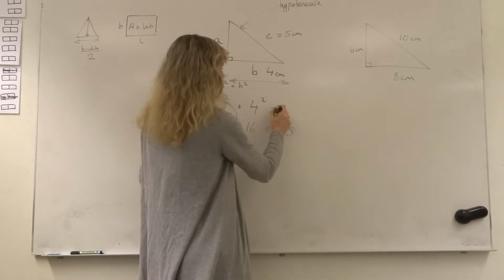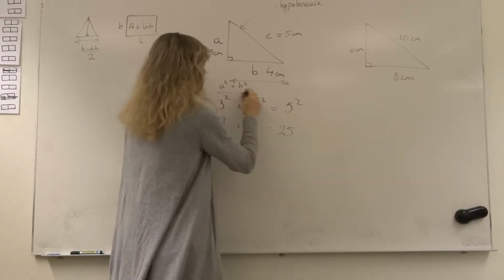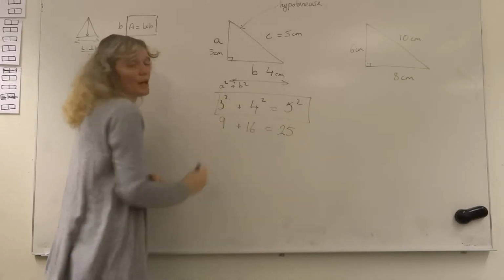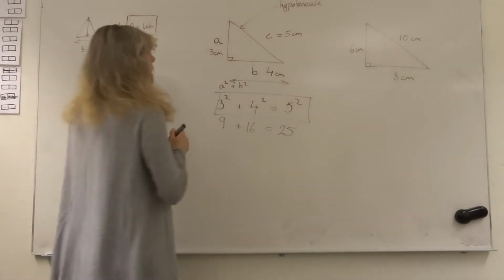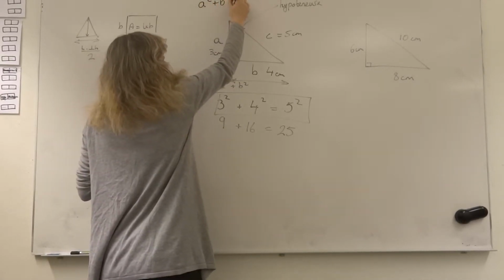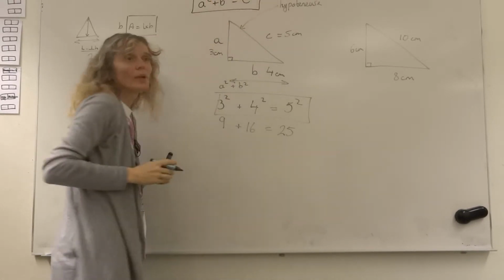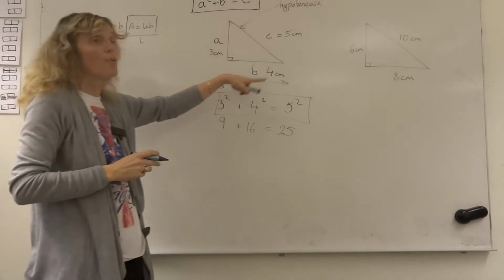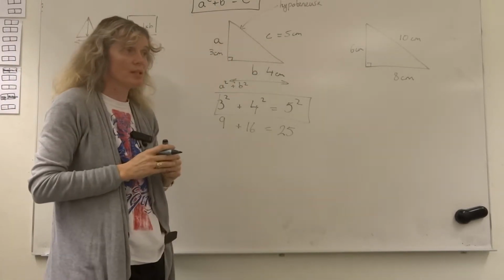So they came up with this formula that they call the Pythagoras law that is valid for any right-angled triangle, and it is that a squared plus b squared equals c squared. And this is very useful because 3 plus 4 does not equal 5, but a squared plus b squared does equal c squared.